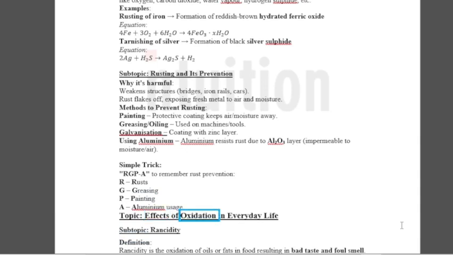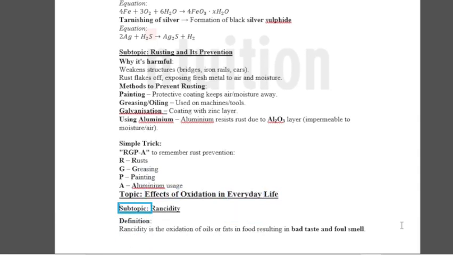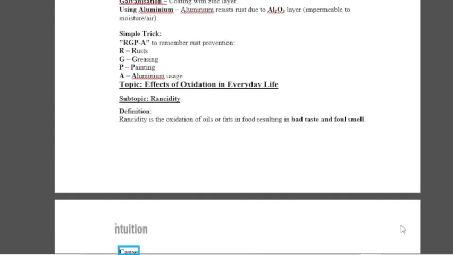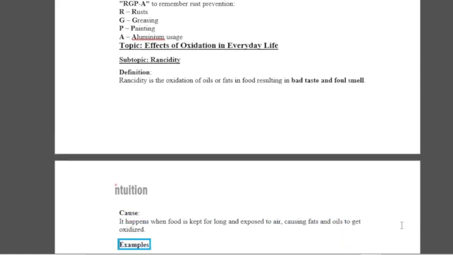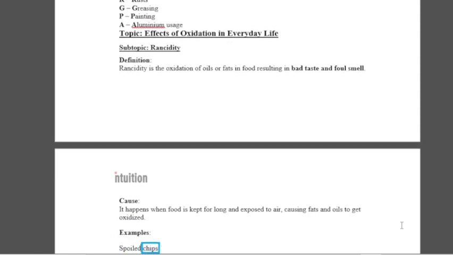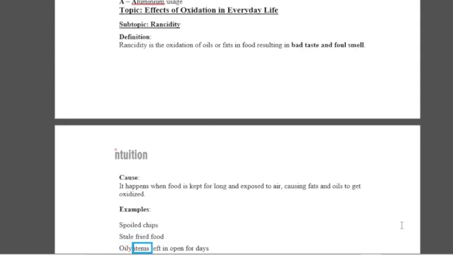Topic: effects of oxidation in everyday life. Subtopic: rancidity. Definition: rancidity is the oxidation of oils or fats in food resulting in bad taste and foul smell. Cause: it happens when food is kept for long and exposed to air, causing fats and oils to get oxidized. Examples: spoiled chips, stale fried food, oily items left in the open for days.